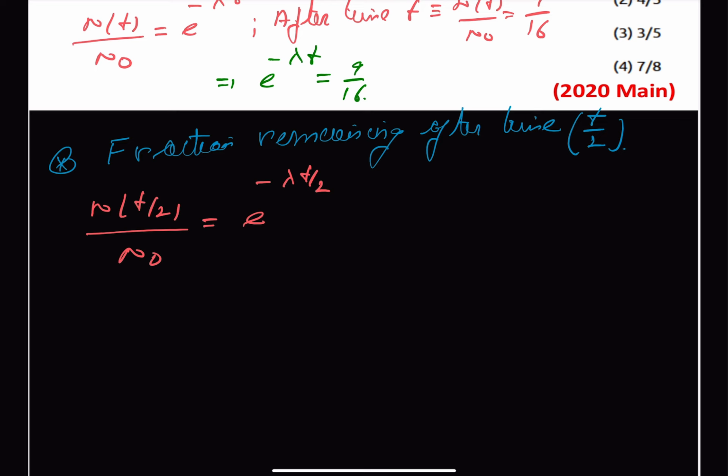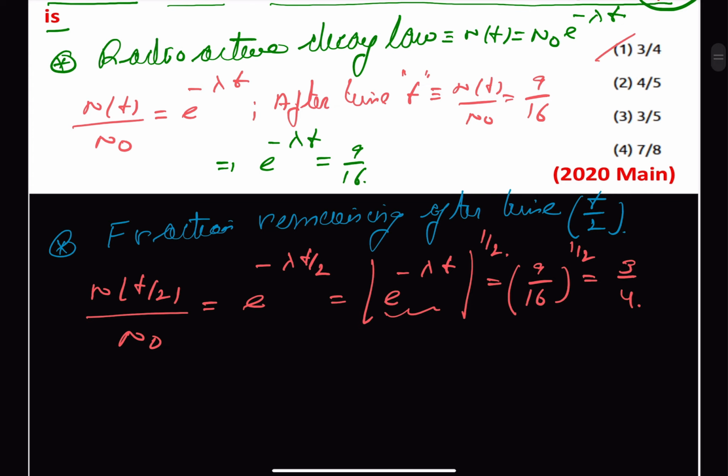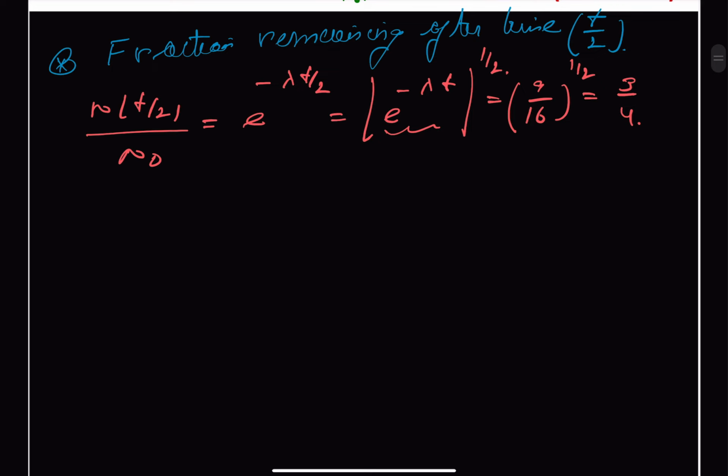Now on the right side, we can just manipulate it, and this can be written as e raised to power minus lambda t, and whole raised to power 1 by 2. And this value we already know. This value is 9 upon 16, and raised to 1 by 2, which is basically the square root. This will be coming as 3 by 4. So option number 1 is correct.